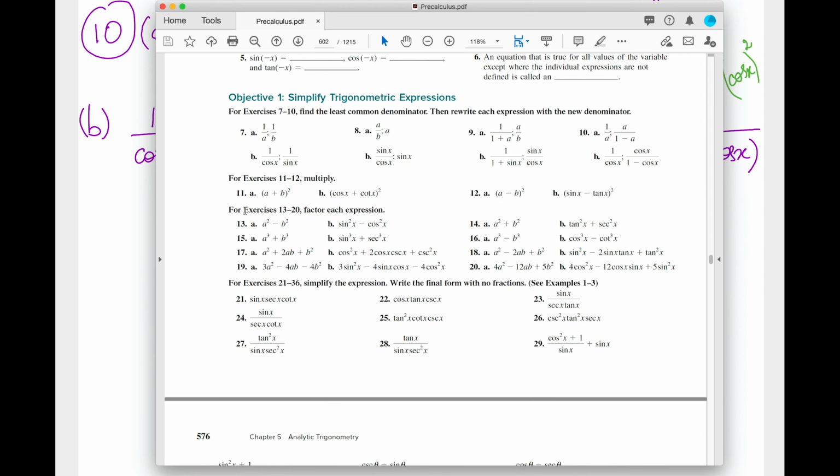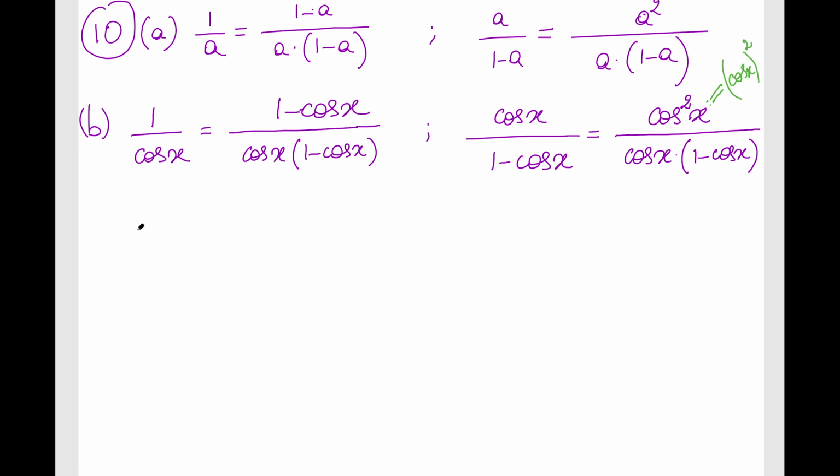So we did 10. How about we do one of these, 11 or 12? How about doing 12? So the question is to multiply, and we want to multiply in part A a minus b times itself, and part B, we're going to multiply sine x minus tan x by itself. So this is number 12. Let me choose the purple again. So as we said, in part A, we're going to find the square of a minus b.